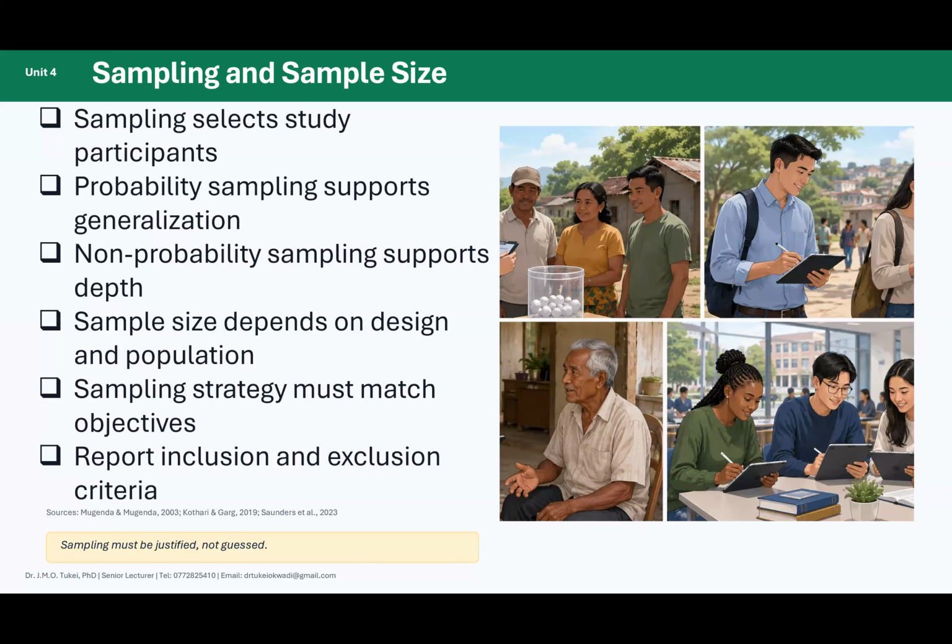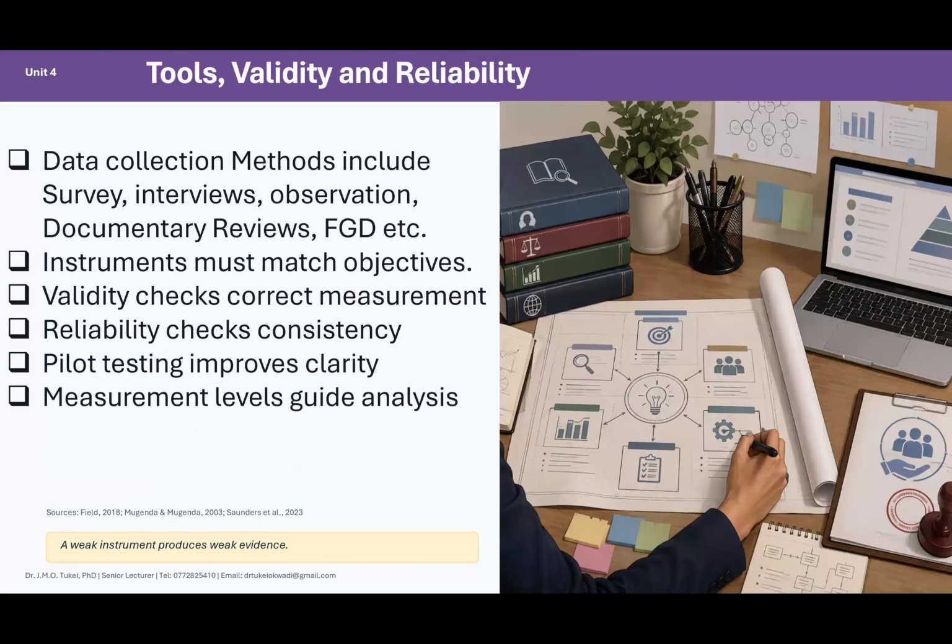How can a poorly selected sample distort the conclusion of a study? The key message here, colleagues, is that sampling must match the population, objectives, design, and intended claims. This is key and very important.